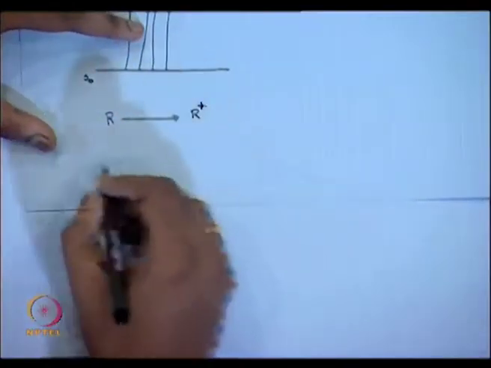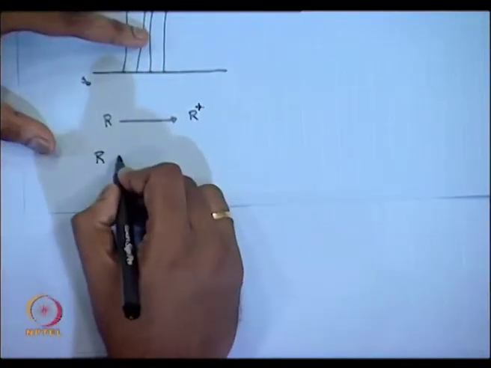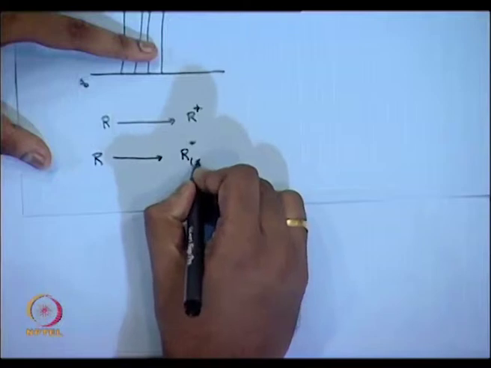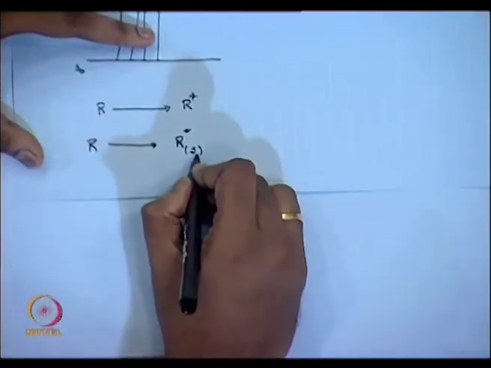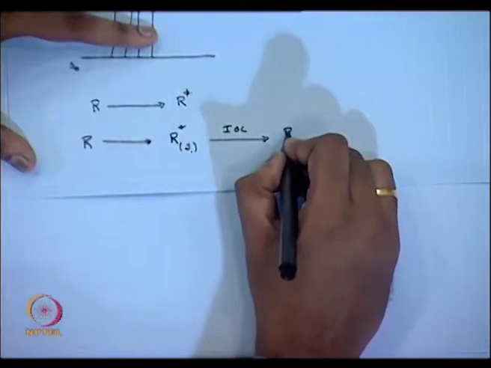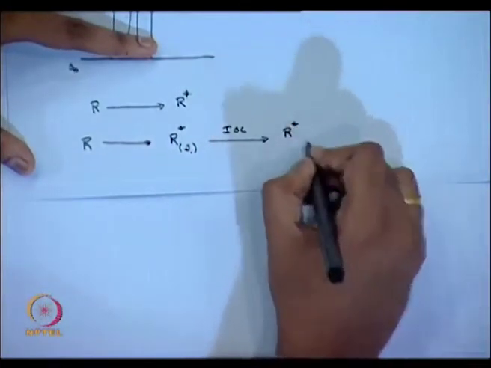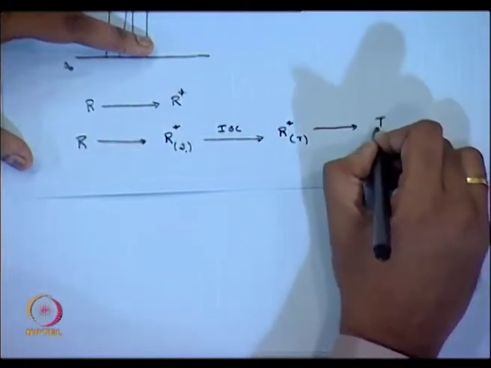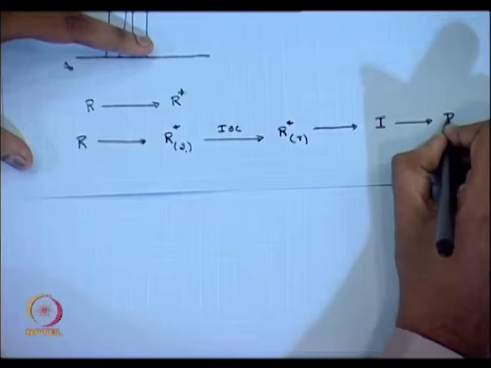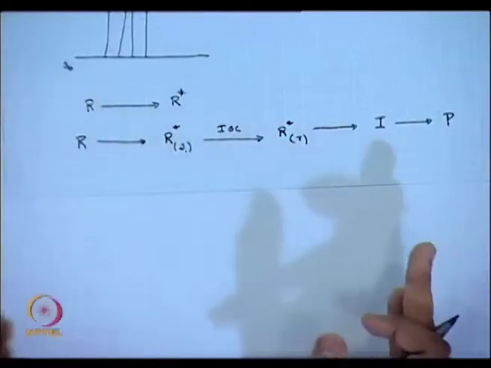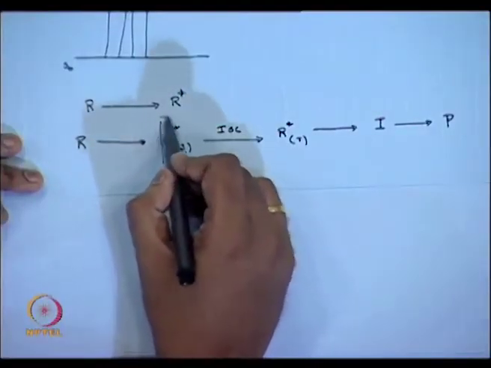So, from R to R star, can I write it like this now? I get my R, I get my R star, which will be my singlet, S1, and then it undergoes intersystem crossing to give me my R star triplet, and this will give me the I, which gives you the P. So I have just now expanded that schematic representation. We have to take this part now.